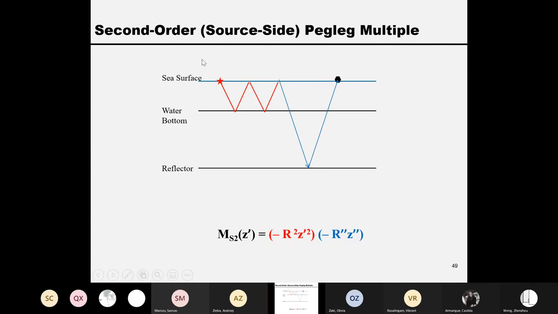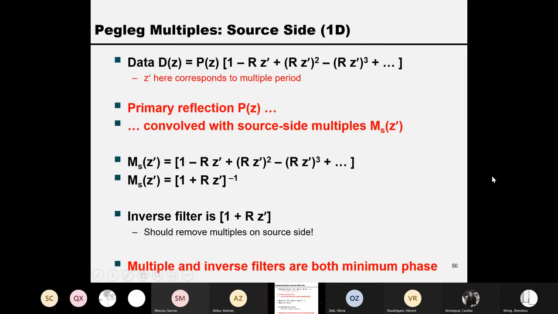Okay. Second order Pegleg is basically the wave bouncing in the water layer twice. That's on the source side. So this is the reflection of this layer, and those are the multiples. So the Pegleg multiple on the source side can be represented as PZ, which is the primary, convolved with a filter of multiples. First order, second order, right?